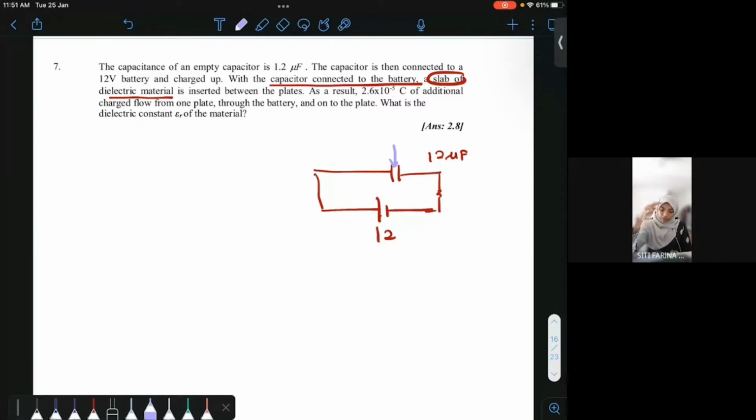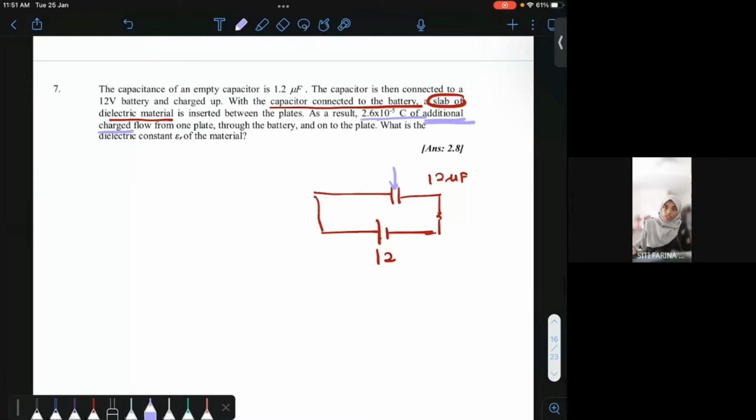Dengan masih connected to the power supply, you're going to insert the dielectric. Okay, as the result, 2.6 exponent negative 5 coulomb of additional charge flow from one plate to another plate through the battery. Okay, so dia kata additional charge flow from one plate to another plate. What is the dielectric constant? So kita nak cari epsilon R sini.